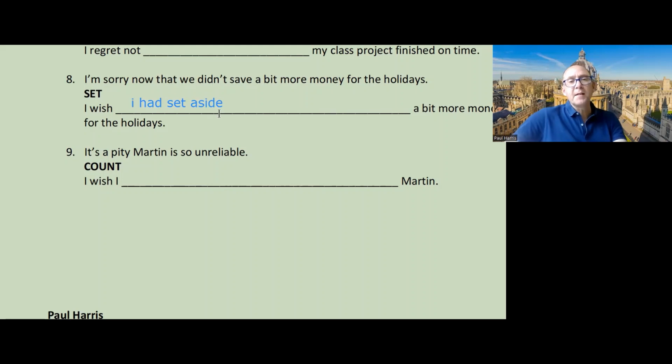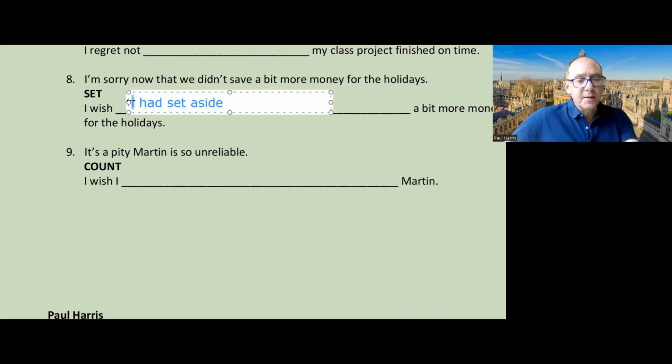To set aside is where you put it to one side. Either you're saving it for another time, or if it's money, you're saving it for when perhaps you need this money in the future. Oh, actually, sorry, this is going to be with we, because we can see here, I'm sorry now that we didn't. So let's go back, finish that and put that with we. So I wish we had set aside a bit more money.